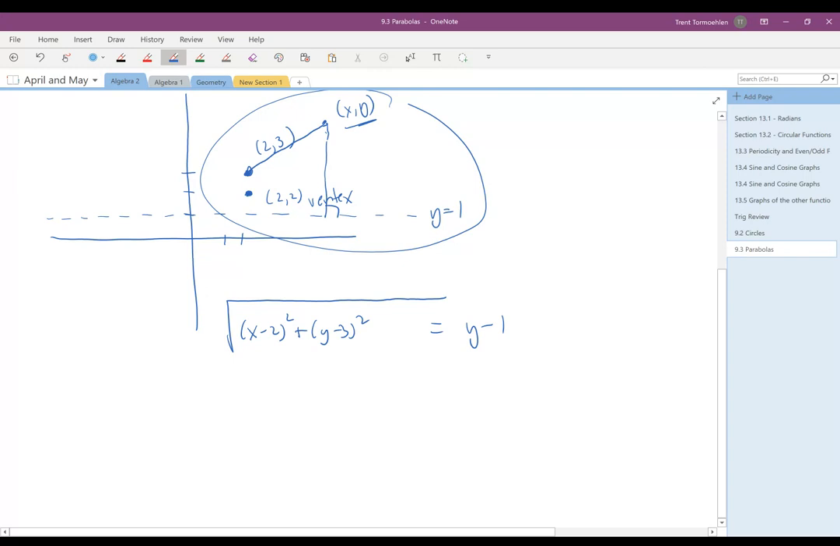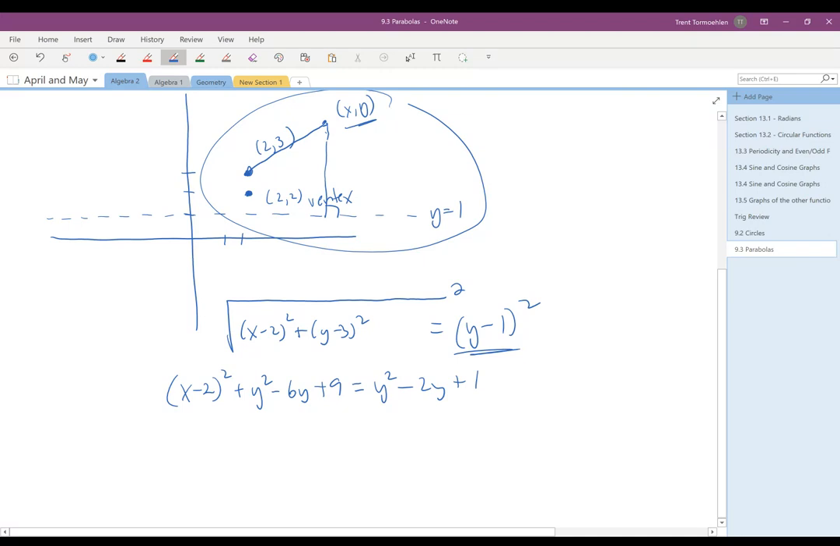So now we go through and square both sides. The left side square just gives us the same thing without the square root. I'm not going to multiply out the (x minus 2) squared because I know what's coming. I'm going to leave it as it is. But I am going to multiply out the (y minus 3) squared. And then I need to square both sides, so I need to square y minus 1, which gives me y squared minus 2y plus 1.